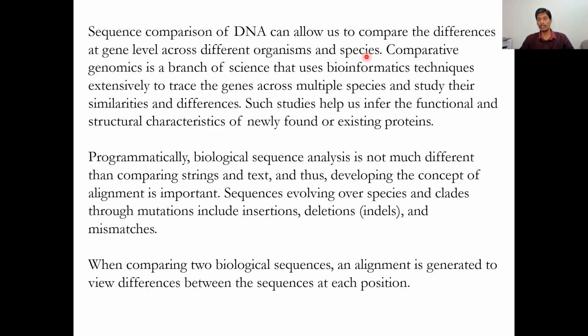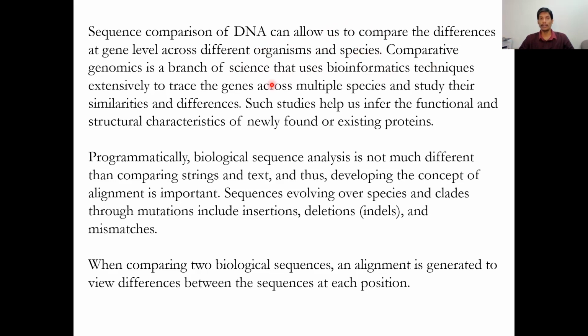So when you compare the DNA sequence, what happens? We can understand the gene level differences across the organisms. So if you want to compare us with chimpanzees or other apes, gene-wise we can compare, and we can understand the level of difference, genome-wise. So first we have to start gene-wise, and we can understand the differences between the organisms and species.